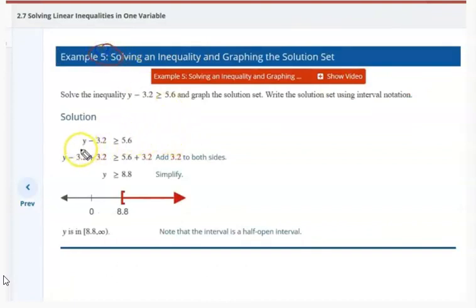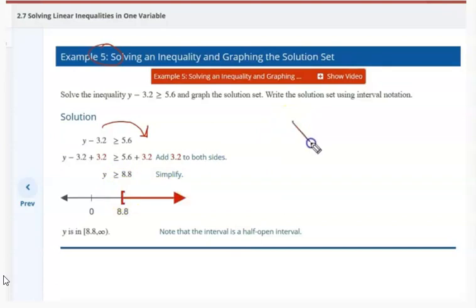Here we have y equals a -3.2. All we have to do is transpose that, add these two together, and we get y is now greater than or equal to 8.8. This is the work you want to show. And then you want to put it on a graph.